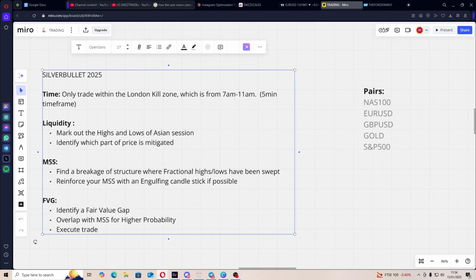You can see right here, it's a market structure shift. Find the breakage of structure where the highs and the lows have been completely swept, and we'll reinforce this with the market structure shift with an engulfing candlestick if possible.